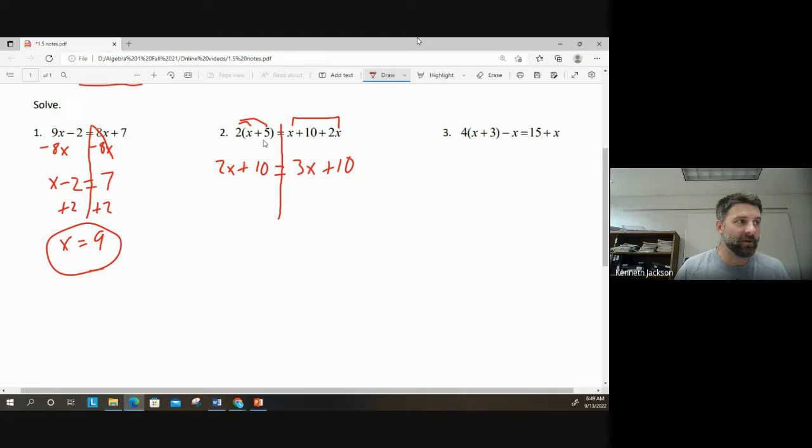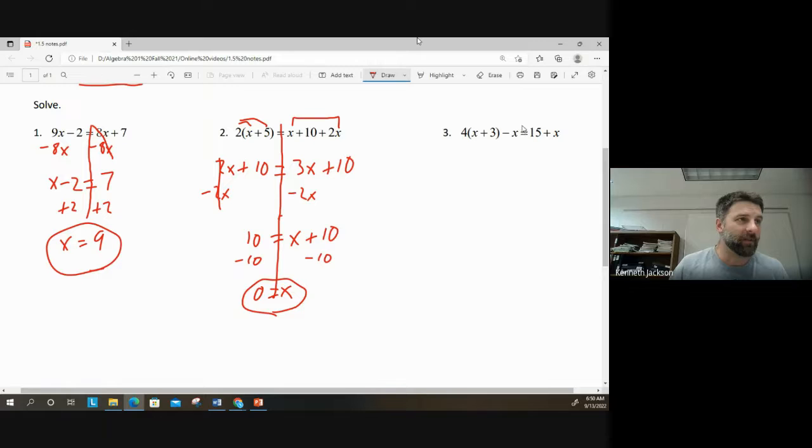So I've distributed. I've combined like terms. Now I pick on the little guy, the smaller of the two variables. I subtract 2x from both sides because 2 is smaller than 3. So that leaves me with 10 equals x plus 10 because 3 minus 2 is 1. I'm trying to get x by itself, so to get rid of a plus 10, I subtract 10, and I get x is equal to 0.